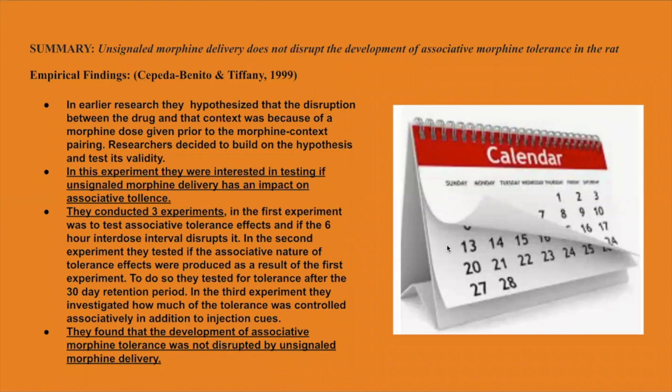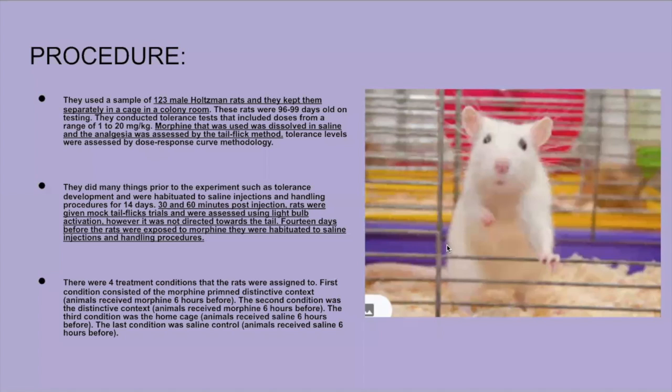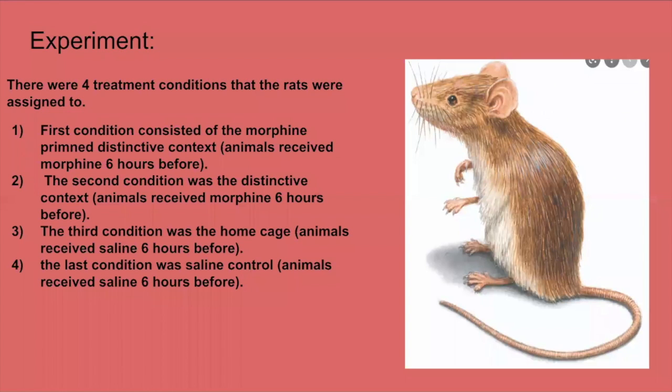In this experiment, they were interested in testing if unsignaled morphine delivery has an impact on associative tolerance, so they conducted 3 experiments. Some of the things they did for the procedure is they used 123 male Wistar rats, and they kept them separately in a cage in a colony room. There were 4 treatment conditions that the rats were assigned to. The first condition consisted of morphine, prime distinctive context. The second condition was a distinctive context.